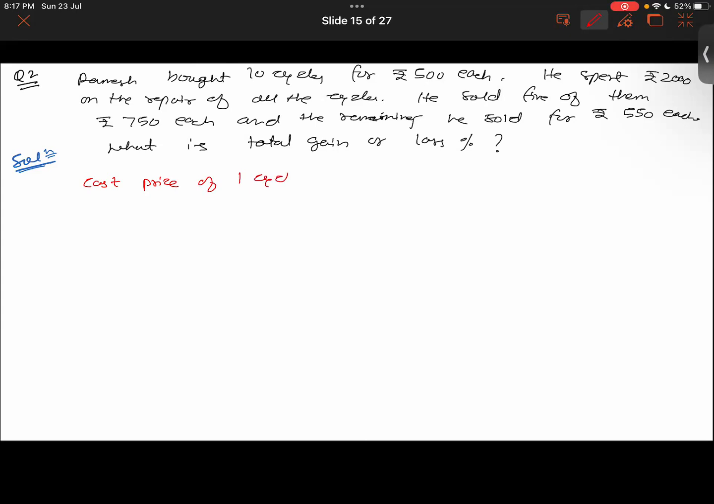So in the question, the cost price of one cycle is given. So you can find the cost price of 10 cycles. Right, guys? And you will also add the money which he has spent on repairing them. So that will also be included in the cost price. Now tell me, what is the total cost price?